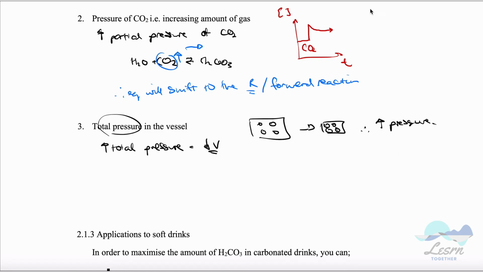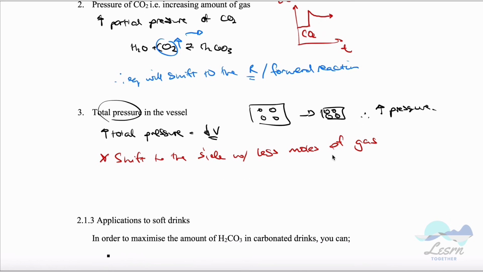Now, the idea with changing the total pressure is that it's a little bit different to partial pressure. When we change the total pressure, the system will want to shift to the side with less moles of gas. So that's a key takeaway. If you change the total pressure of the system, it wants to shift to the side with less moles of gas, okay? And obviously that's the opposite if you decrease the pressure or increase the volume, we'll talk about that in a sec. But you want to shift to the side with less moles of gas.